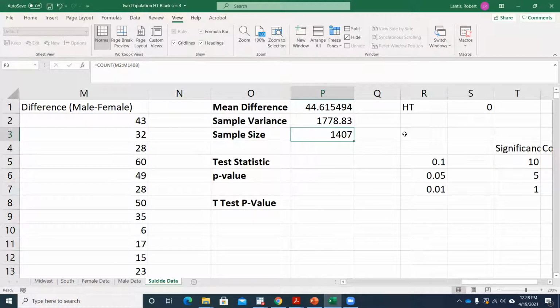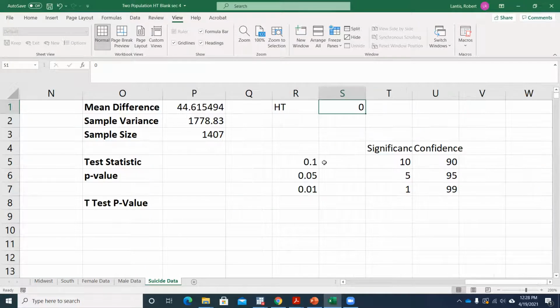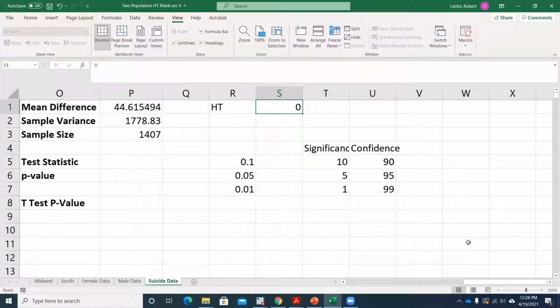I'm going to put the hypothesized true value, the value from our hypothesis test, in this cell here, because when we calculate our test statistic later, we'll use that. But from here, it's just a matter of building either confidence intervals, or we can do some hypothesis testing. So I'll build the confidence intervals for you first. So what are we doing here?